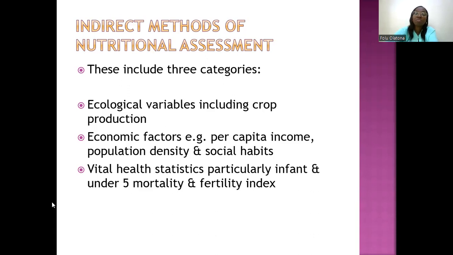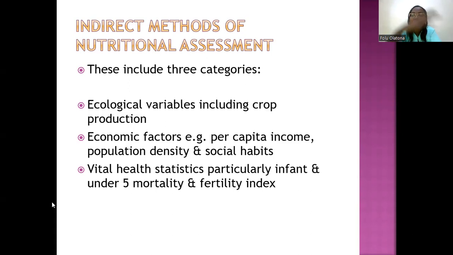Another one is economic factors, such as per capita income. If the per capita income is low, that means the people don't have the purchasing power, even if the food is available. Before you know it, they will ship the food to Togo or Cameroon if the people don't have money to buy it, because everybody that is producing the food is looking for money. And then the population density, if it's high, then that means some people are likely to suffer undernutrition.